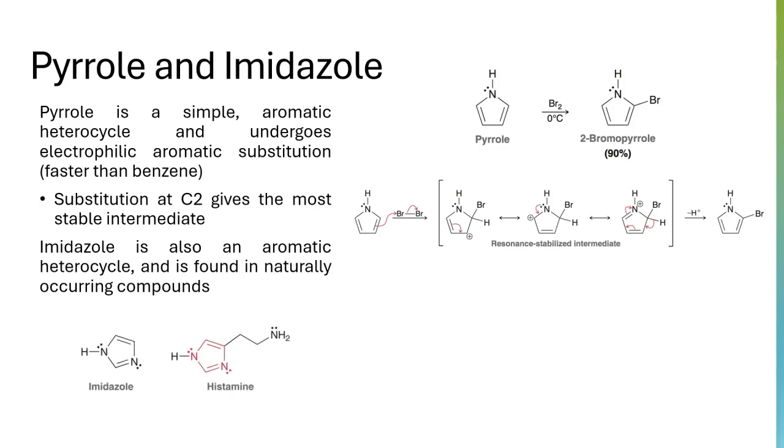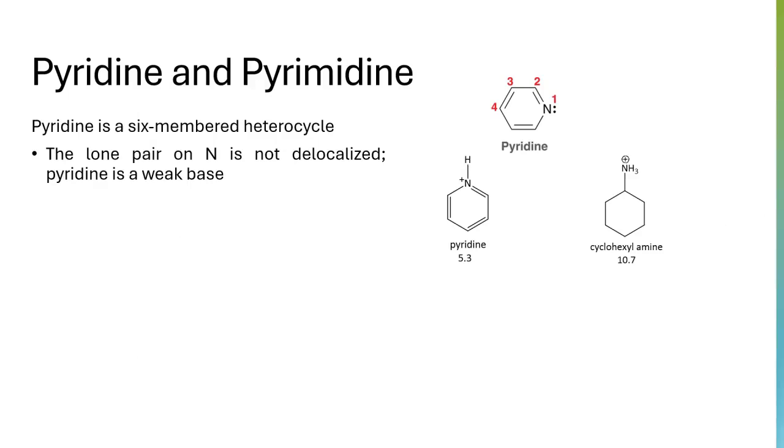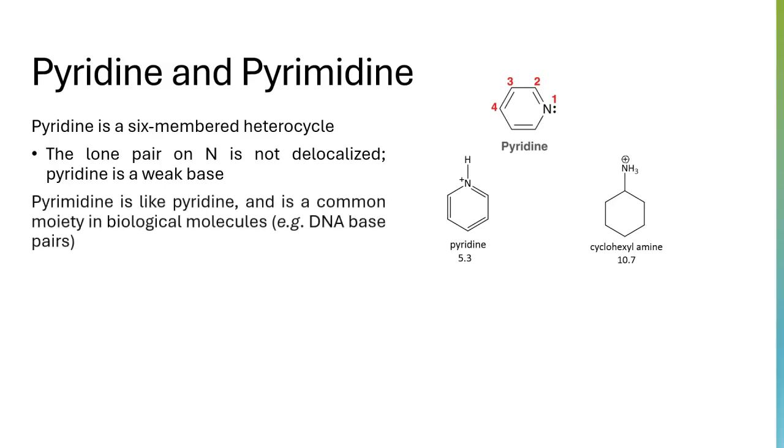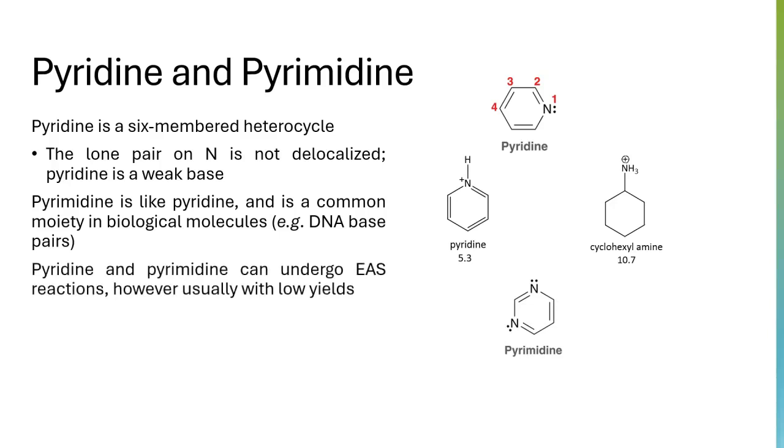Pyridine and pyrimidine. Pyridine is a 6-membered heterocycle. The lone pair on the nitrogen is not delocalized and therefore it is a weak base. Pyrimidine is like pyridine and is a common moiety of bases in biological molecules, for example, in DNA base pairs. Pyridine and pyrimidine can undergo EAS reactions, however, usually with low yields. Pyridine can undergo bromination at 300 degrees Celsius, for example.